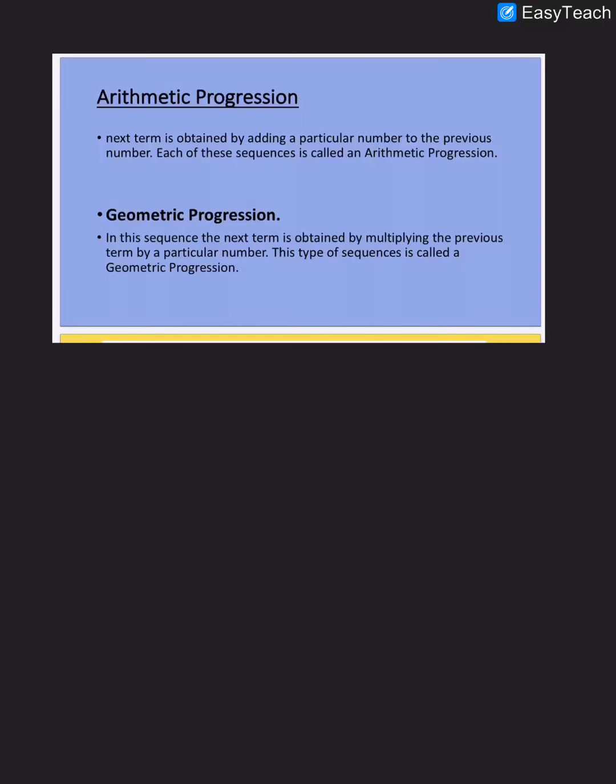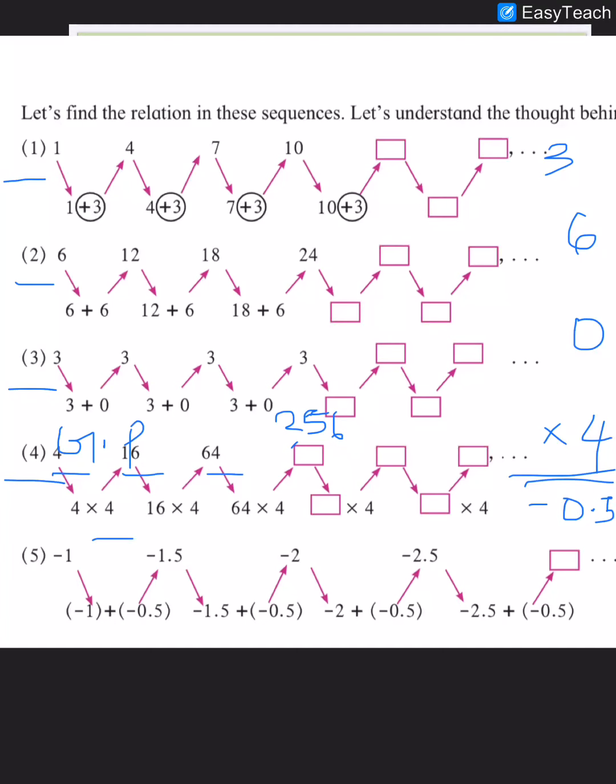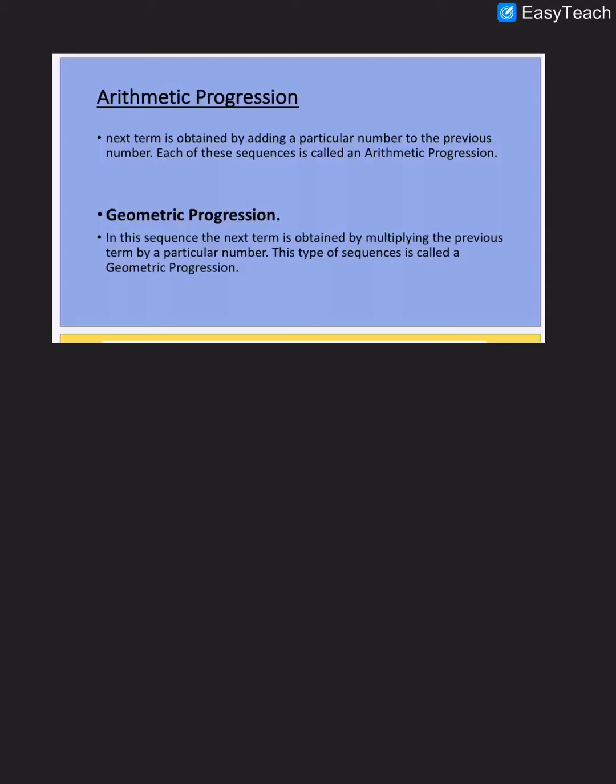So let us see the definition of arithmetic progression and geometric progression. In an arithmetic progression, the next term is obtained by adding a particular number to the previous term. You can see 3 is added to 1, we get the next term. 3 is added to 4, we get the next term. 3 is added to 7, we get the next term. And in this one, 6 is added to each previous term, 6 is added to 18, so we get the next term. So these are the examples of arithmetic progression.